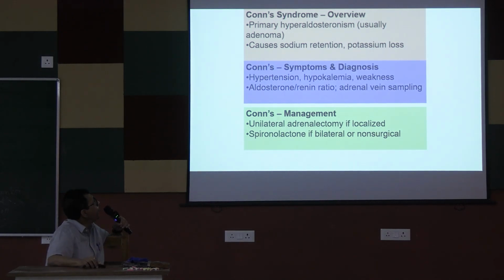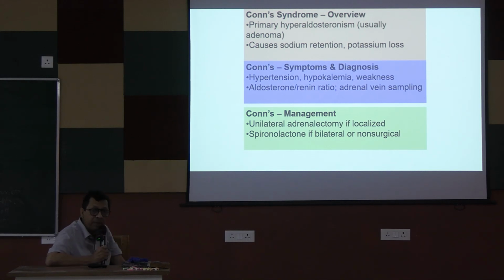Conn syndrome overview: it's primary aldosteronism, usually due to an adenoma, and causes sodium retention and potassium loss. Remember, the role of aldosterone is retention of sodium and loss of potassium. Conn syndrome usually presents with hypertension, hypokalemia, and weakness. The aldosterone to renin ratio rises, and adrenal vein sampling is done. Management is unilateral adrenalectomy if localized, and spironolactone treatment.